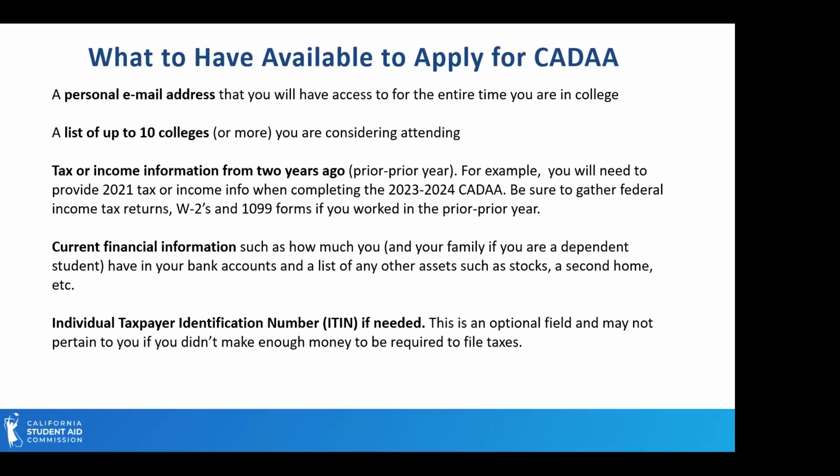Also, number 4, you need to have current financial information, such as how much you have in a bank account, and a list of assets such as stocks or a second home. And last but not least, number 5, if you have an ITIN or individual taxpayer identification number, you will need this. Now, it is an optional field.